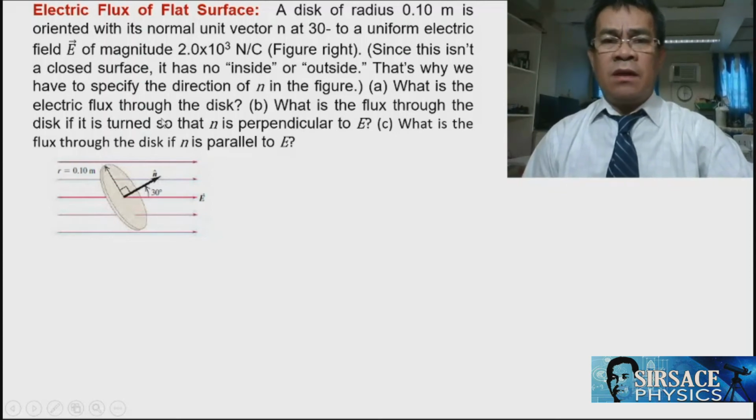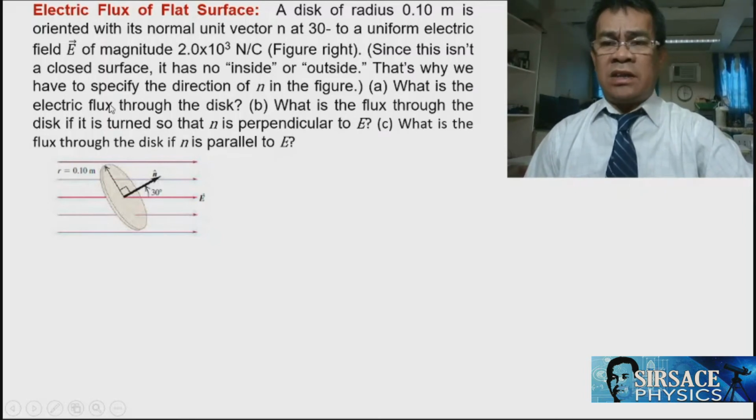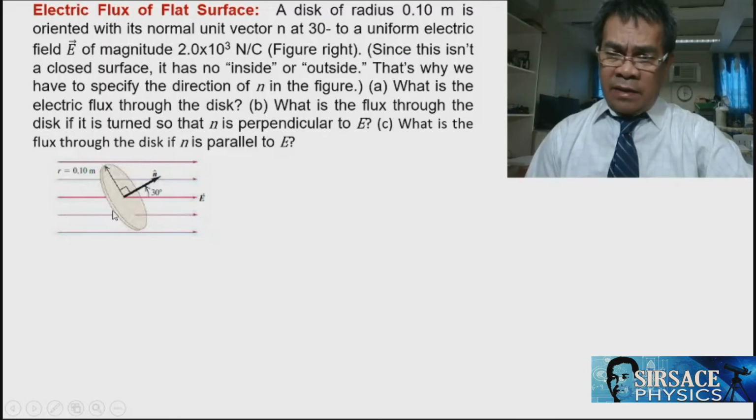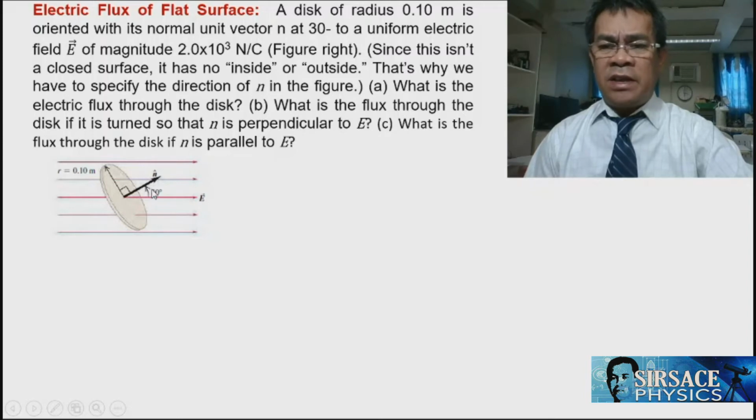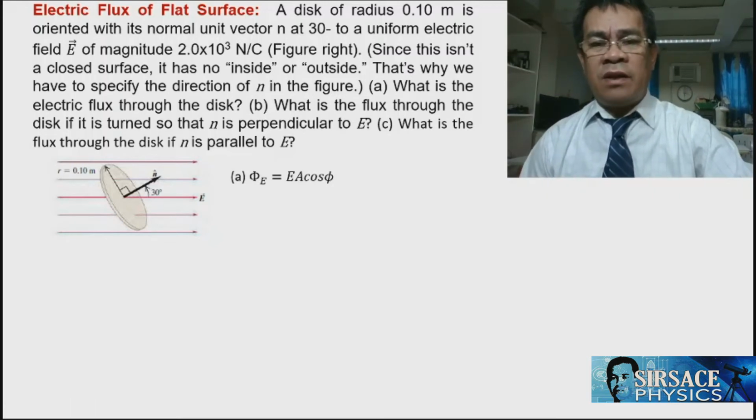Okay? Then you are asked to calculate how much is the electric flux through the disk in the presence of the uniform electric field. So, given the electric field, given the radius, given the angle P. This 30 degrees is the P. And this is uniform. So recall the formula. The formula for the electric flux is EA cosine P.